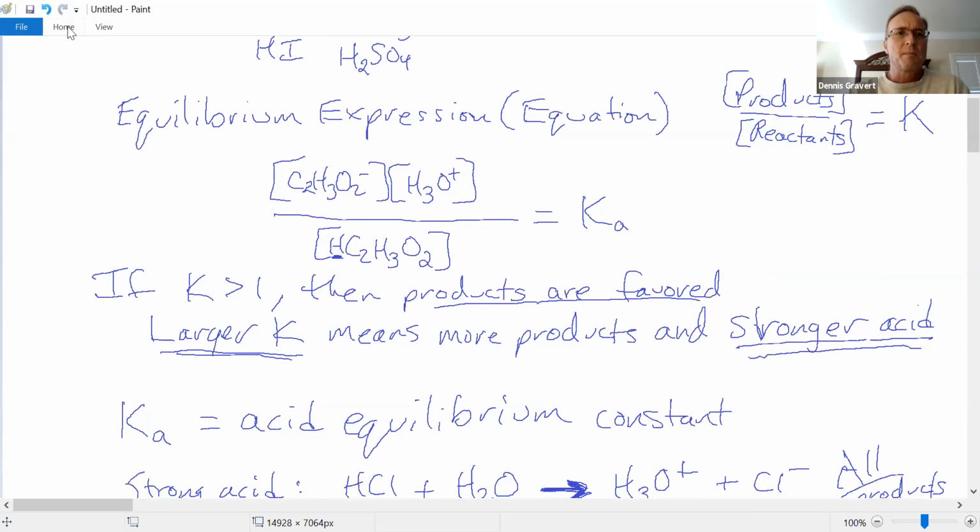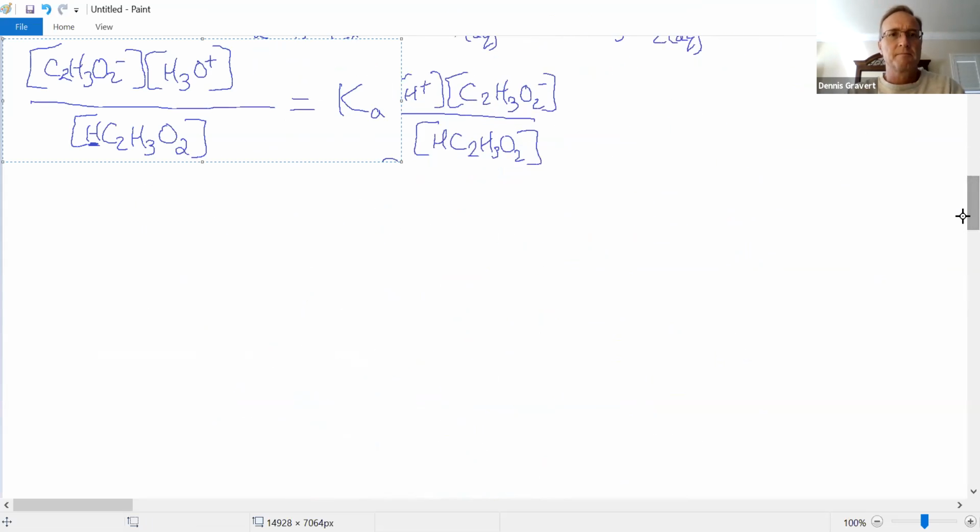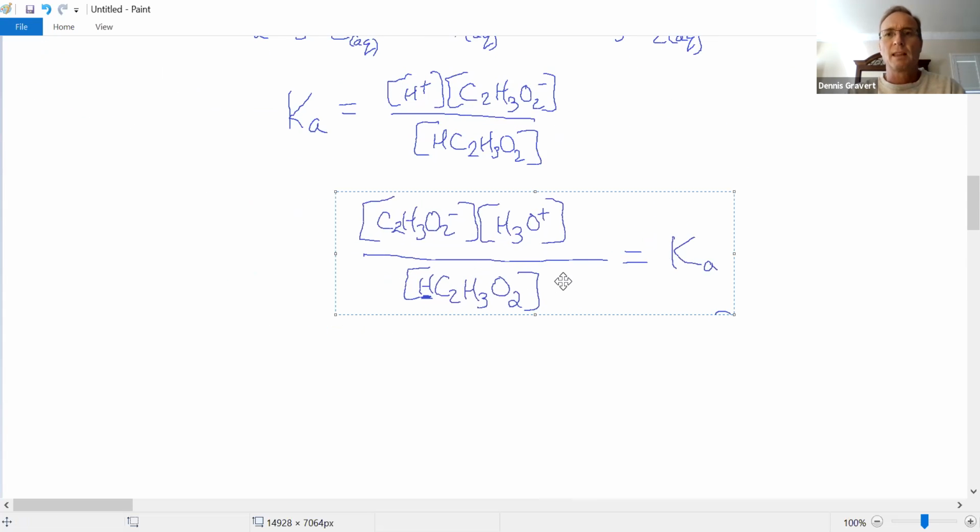And let me grab the cut and paste button here. I'm going to copy that, put it right down here. And then let's compare. They look pretty similar, don't they? So we got acetate on the top, got acetate on the top. We got acetic acid on the bottom. The only difference is here there's H+, and here there's hydronium.